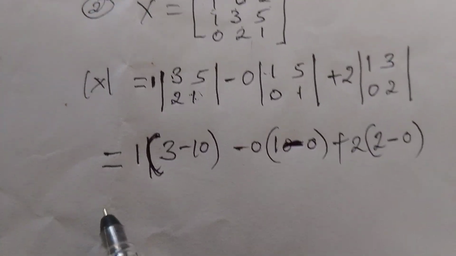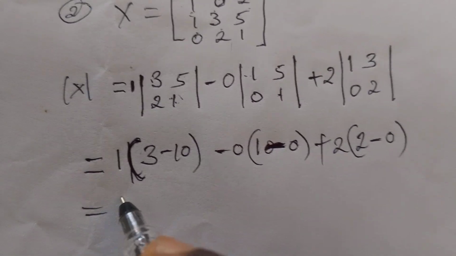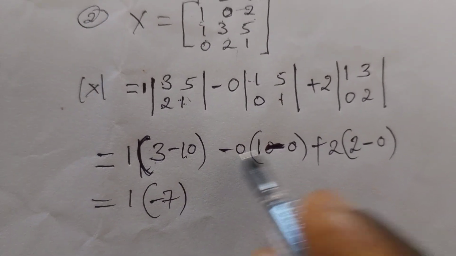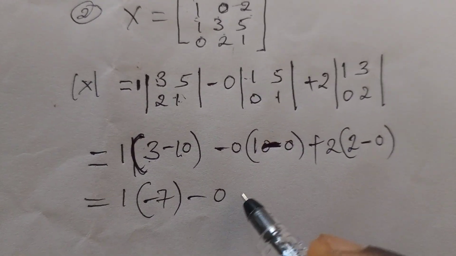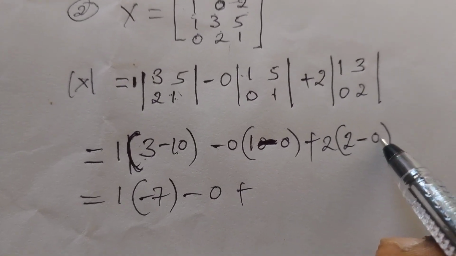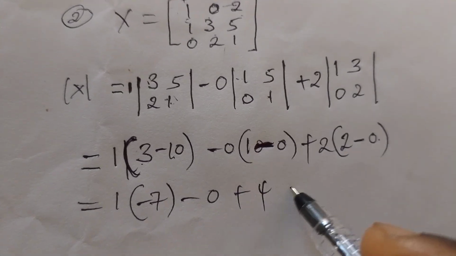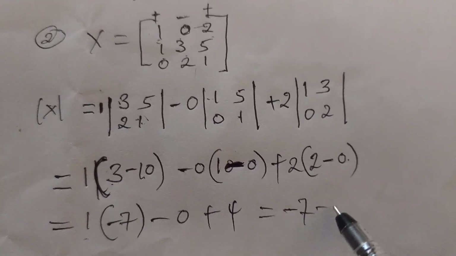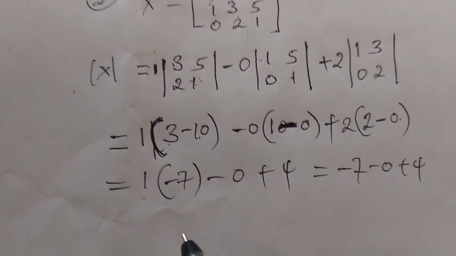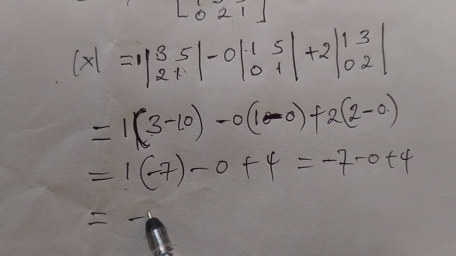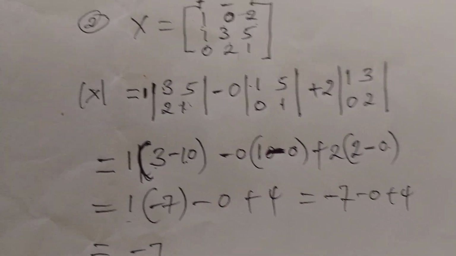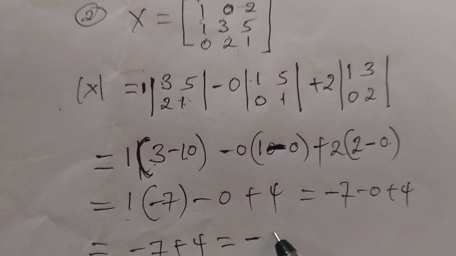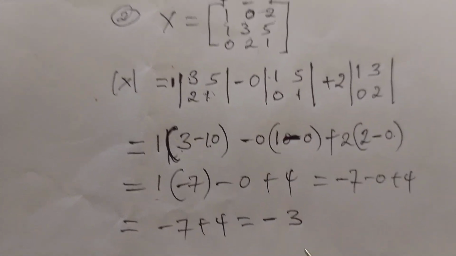So what I'm going to have now is 1, open bracket, 3 minus 10 is minus 7. This is minus 0, so everything can just be minus 0. Plus 2 minus 0 is 2, times 2 is 4. So my answer is 1 times minus 7 is minus 7, minus 0, plus 4. Minus 7 plus 4 in mathematics is minus 3. So this is the answer.